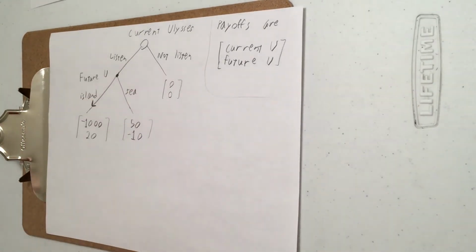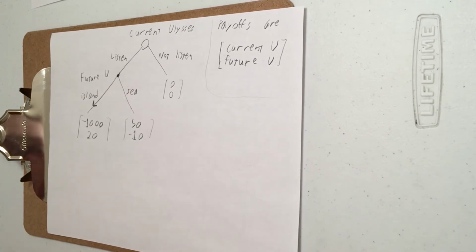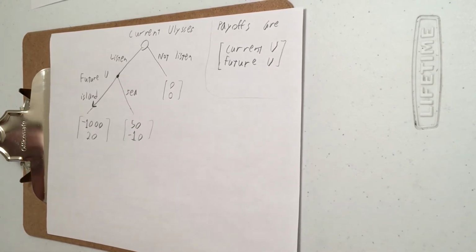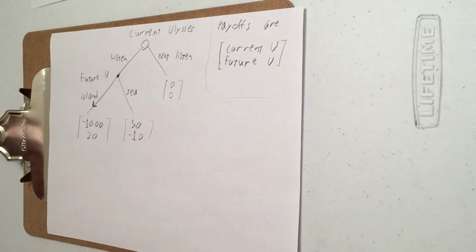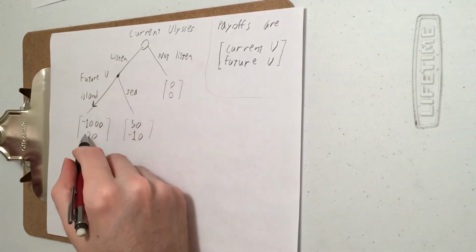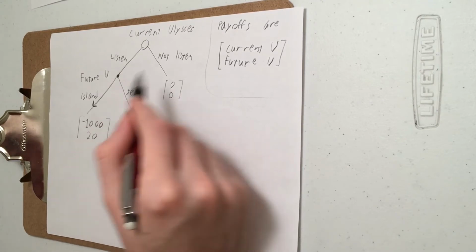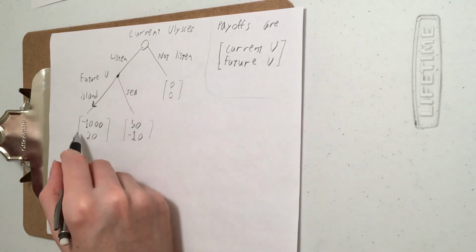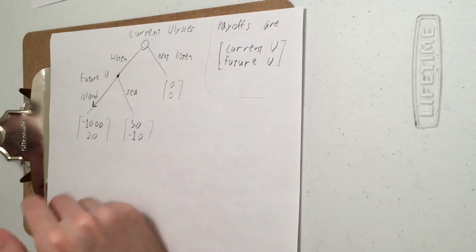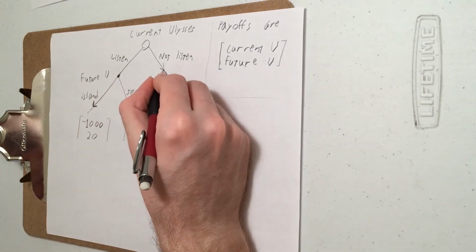going to the island. Current Ulysses, aware of this, realizes that if he listens, we're going to go to the island and get a payoff of minus 1,000, because current Ulysses cares about these top numbers. So it's better to not listen and get 0.